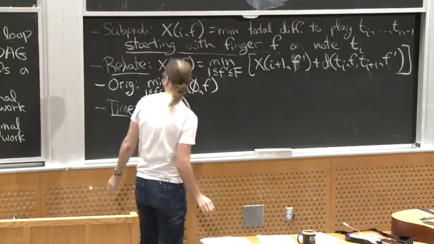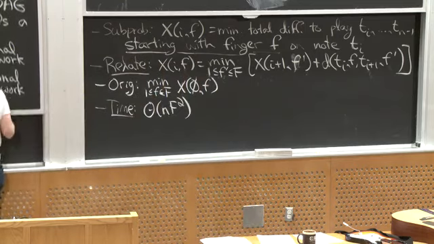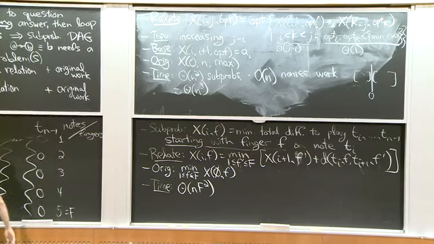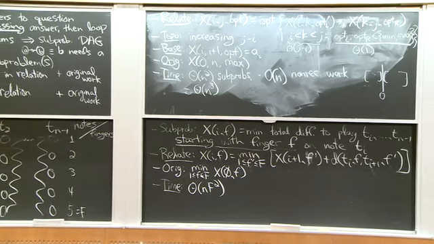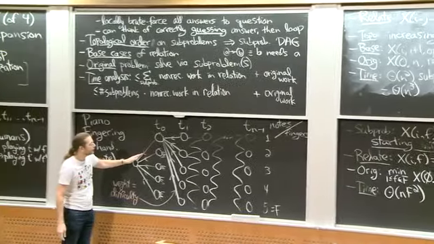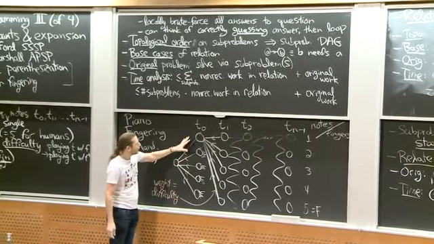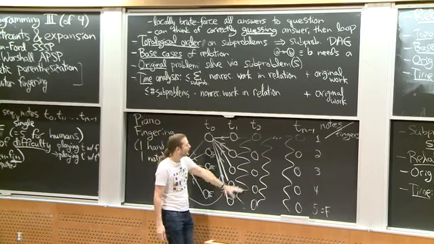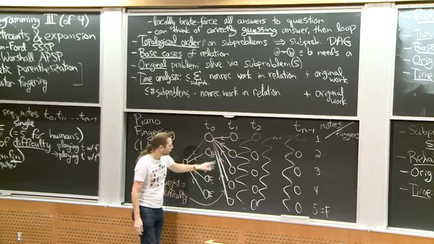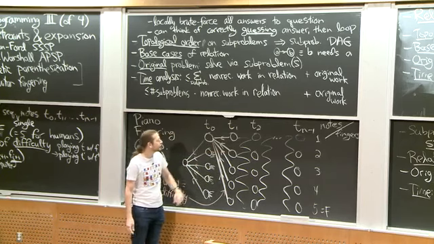Oh, I have a drawing of this dp, by the way, as a subproblem DAG. So this is the original problem, which is we don't know which finger to start with. But then we just have a complete bipartite graph here, where we write on each of these edges what is the difficulty of this transition.